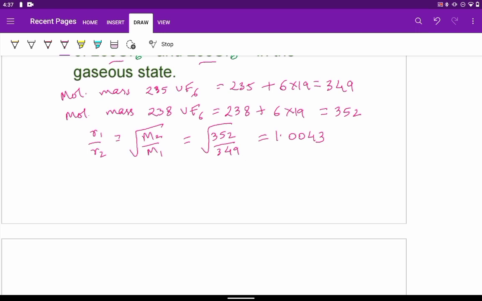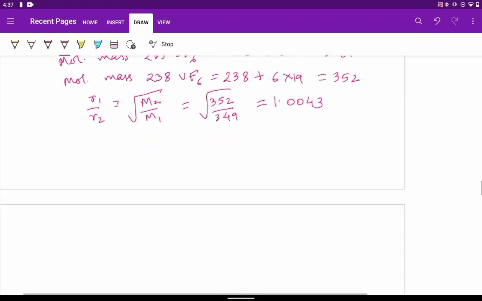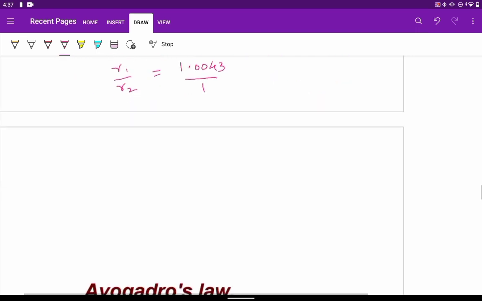So this calculation part is simple. We have to just find out the fraction value and then take the square root. So what we get ultimately, R1 by R2 equal to 1.0043 by 1. That is, R1 is to R2 equal to 1.0043 is to 1.